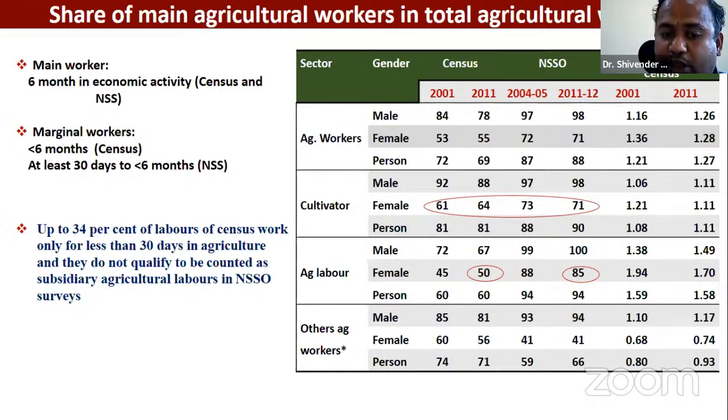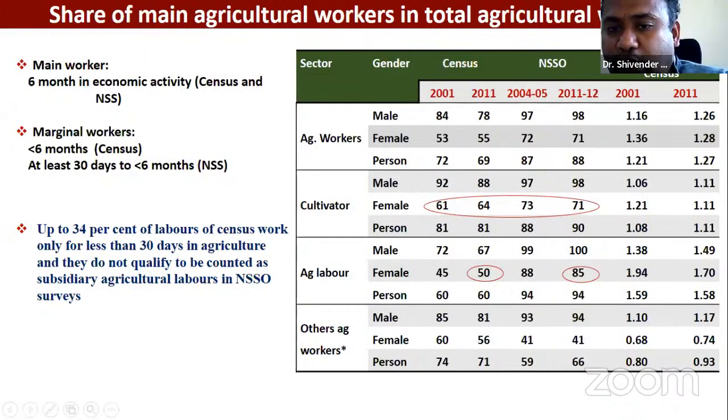So we need to check whether a worker defined in the census is similarly defined as in the NSS or not. We have found some evidence that there is a problem in the definition of cultivators and agricultural laborers between the census and NSSO, which explains to some extent why there is a contradiction in the trend in the census and NSS data.